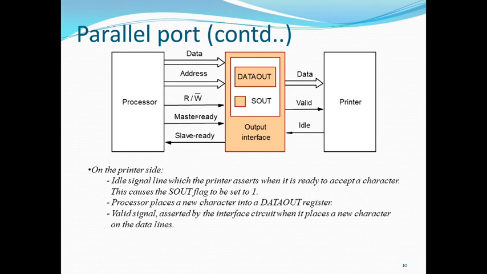So this is a small example of how an output interface is used to connect an output device such as a printer to a processor. So this is in detail about the input interface circuit and the printer to processor connection.